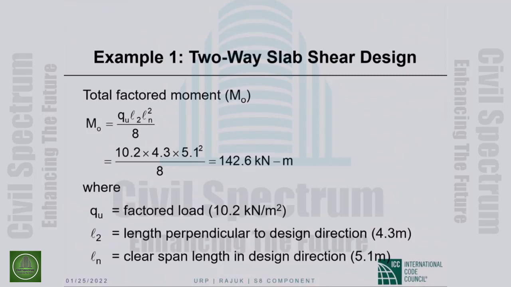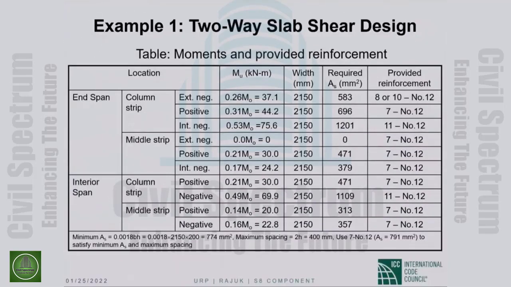Static moment, the free span moment, WL squared by 8, came to 142.6 kilonewton meters. None of this is new, so there is no point in spending time. And starting from that, we ended up with this table that is in your yesterday's handout. Okay. So end span, interior span, end span, we have column strip, middle strip, interior span also, we have column strip, middle strip. Now for the end span, we have exterior negative moment, positive moment, interior negative moment, middle strip, the same thing, but for the interior span, it is just positive and negative. Okay, so you remember 65-35 distribution and all of that.